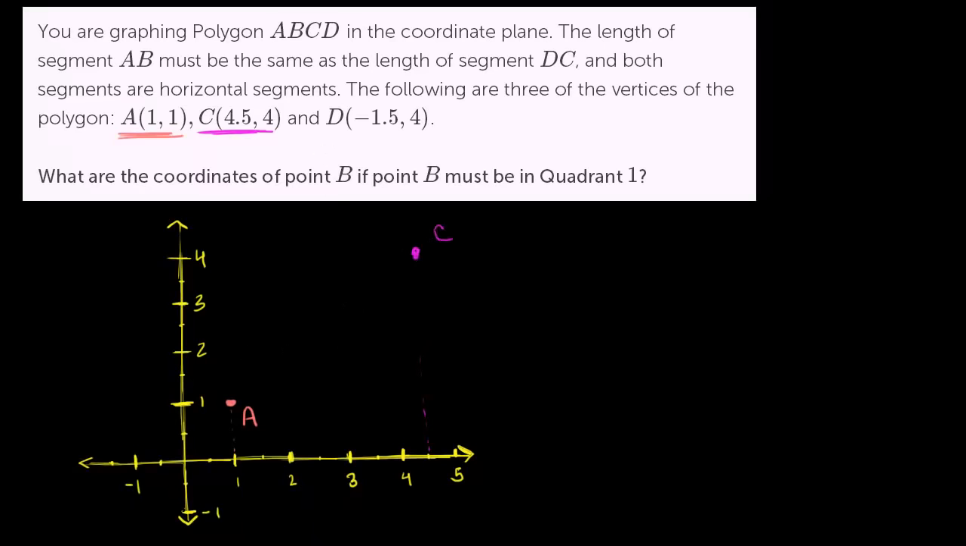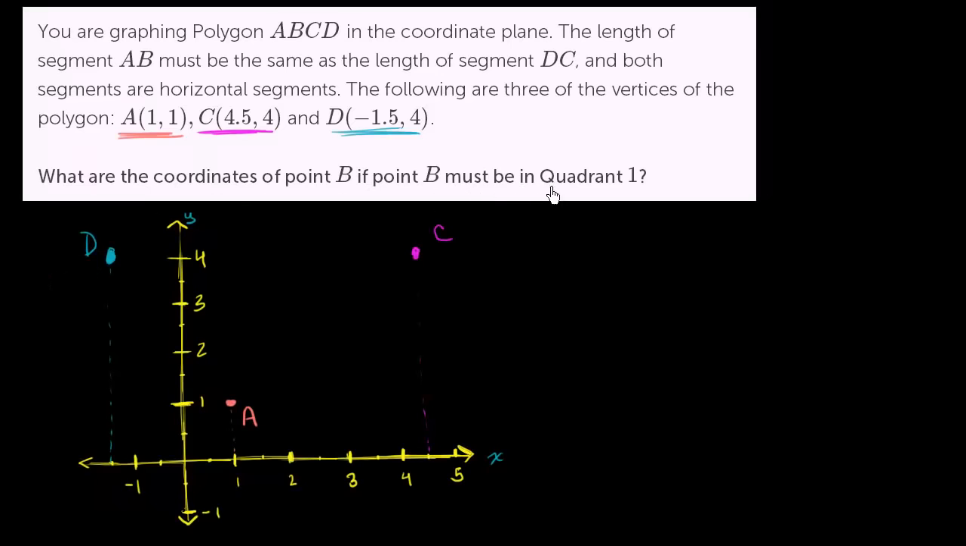Point D is at (-1.5, 4). So negative 1.5 along the horizontal, or the x-axis we could say. Negative 1.5, 4, so 4 along the vertical or the y-axis. So we go right up, right over there. That's close enough. So that, of course, is our y-axis. This is point D.